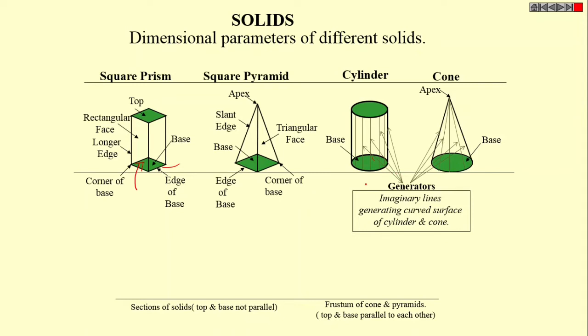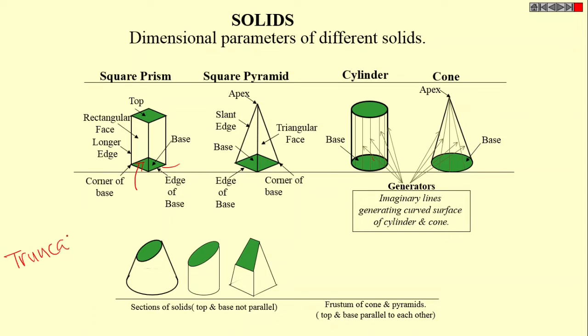Okay. Then in the case of another type of solids, here these are sections of solids with a top and base. Top and base are not parallel. Here the top face is not parallel to the base. Here again, the top face is not parallel to the base. This type of solids are called truncated solids.